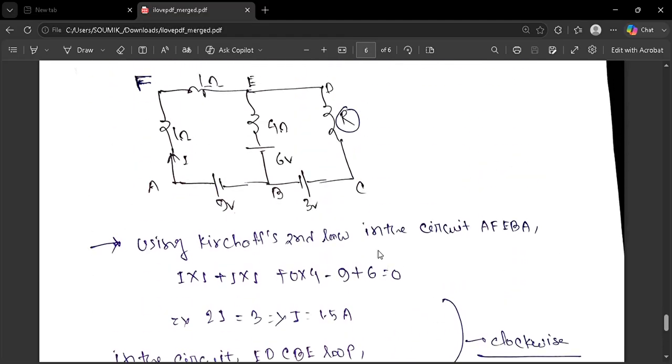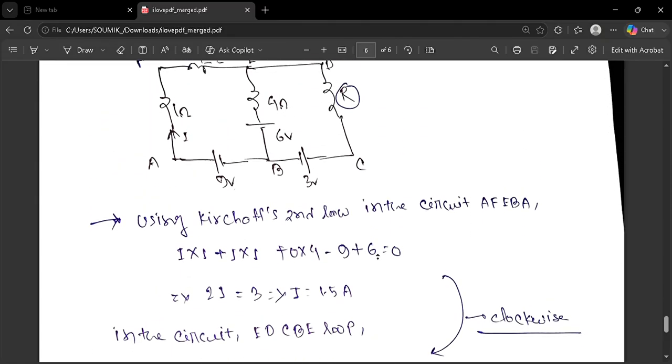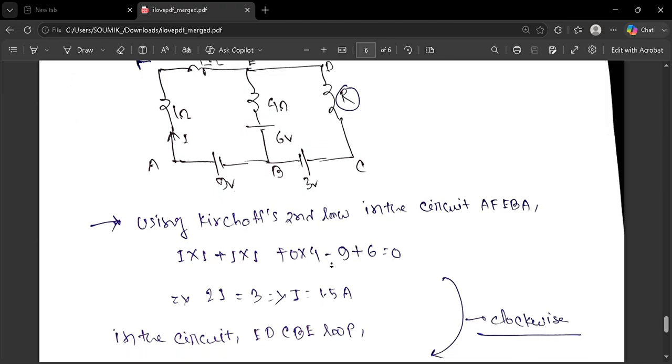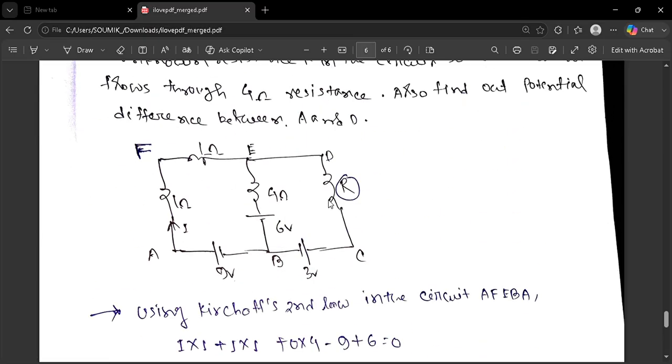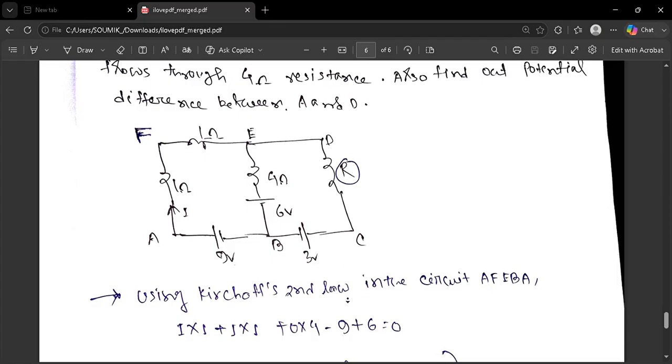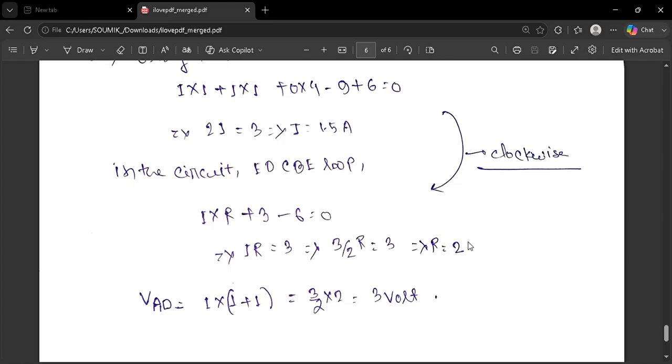So we can find the unknown resistance R using Kirchhoff's second law in the first closed loop and the second closed loop. And what is VAD? We are also asked to find VAD, the potential difference between A and D point. This is just I into 1 and I into 1. Using this equation, VAD is equal to 3 volt and R is equal to 2 ohm basically.